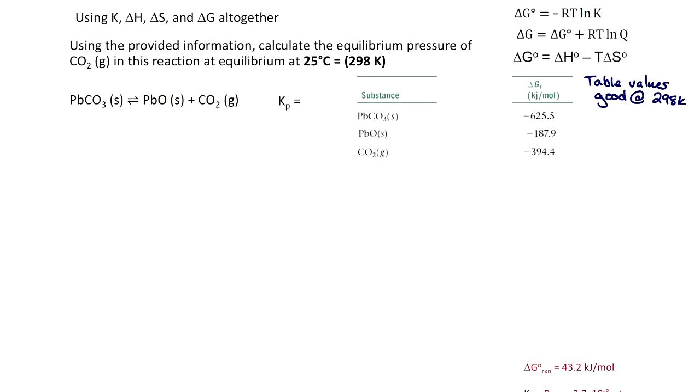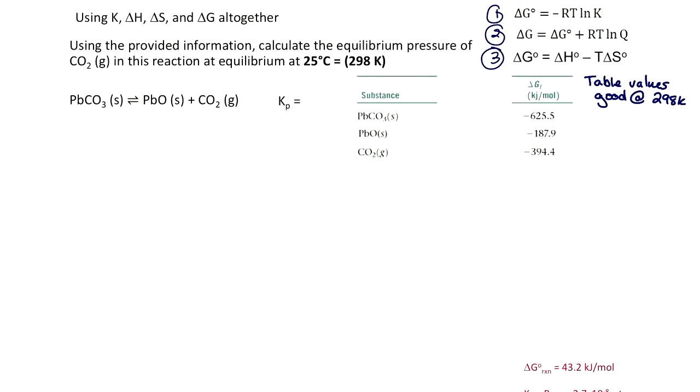All right. So let's finish talking about these 3 different equations that I've introduced in the past couple lectures and see what's up with this question. Okay, so let's use the provided information and calculate the equilibrium pressure of CO2 that is present in this reaction at equilibrium at 298 Kelvin. So this question is asking for equilibrium pressure of CO2. I have a blank there for what Kp is for this chemical reaction.